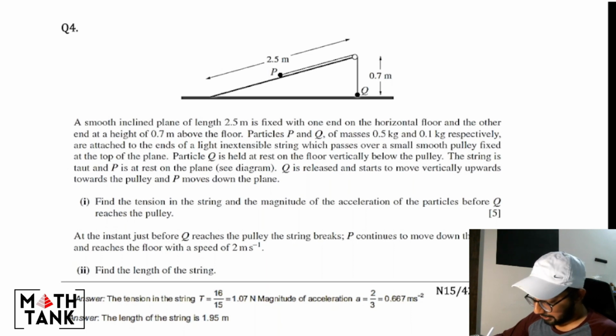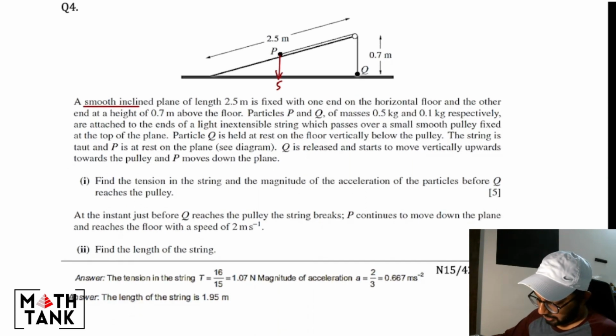Particle Q is held at rest on the floor vertically below the pulley. The string is taut and P is at rest on the plane. Q is released and starts to move vertically upwards towards the plane, and P moves down the plane. Okay, so in this case it's going in opposite directions because P is heavier. Let me just draw that. And this is a smooth plane, so there's no friction involved.